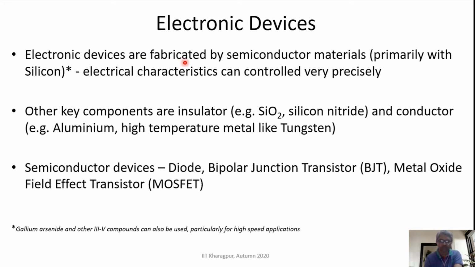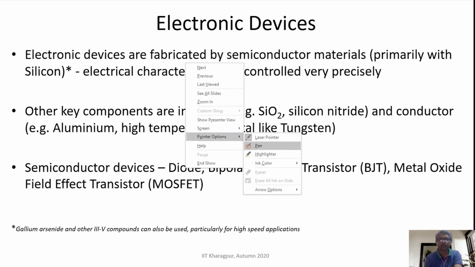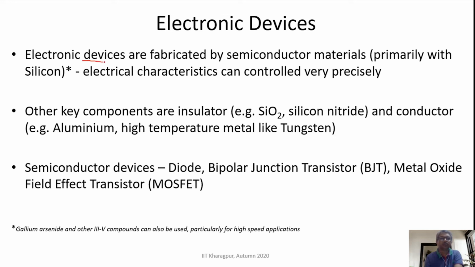So electronic devices are fabricated using semiconductor material, primarily silicon, but there are other materials, as I mentioned. Gallium arsenide is also one of the popular materials, particularly for high speed circuits.